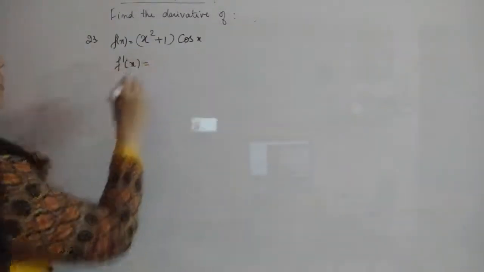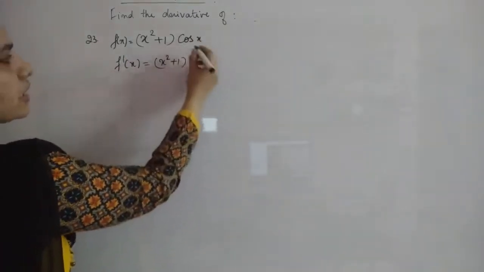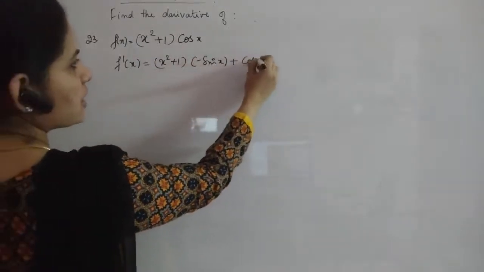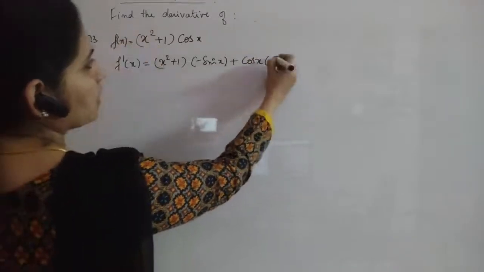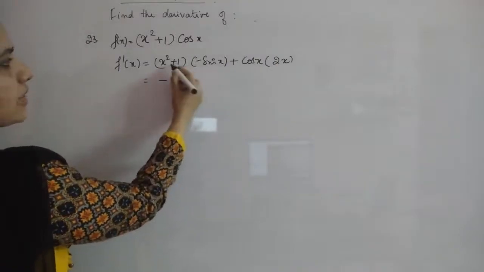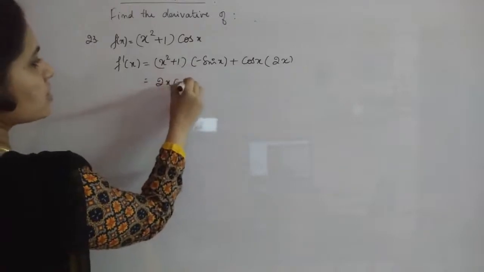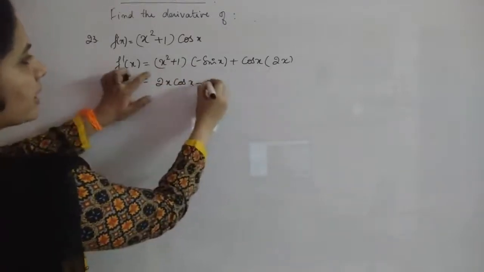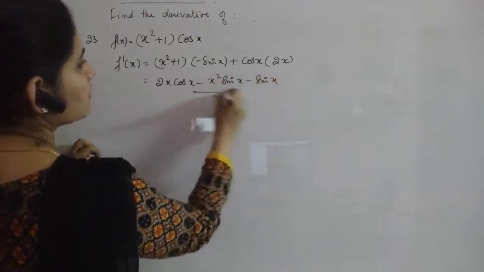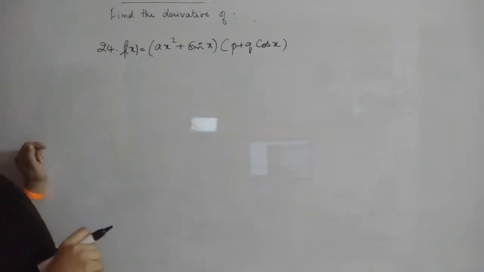So this is the derivative of the given function. Next, f dash of x for the given question, (x square plus 1) into cos x, will be x square plus 1 into the derivative of cos x. We are using the product rule, so you will get minus sin x, plus cos x into the derivative of x square plus 1, which will give you 2x plus 0. So it is 2x. So you are getting minus sin x into this term. First we will write the positive term, that is 2x cos x, minus x square sin x minus sin x.